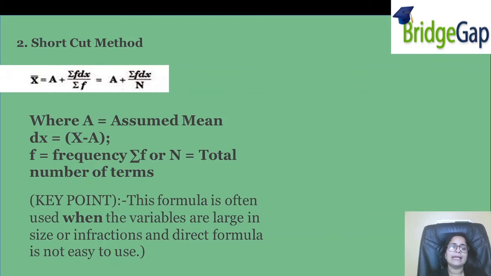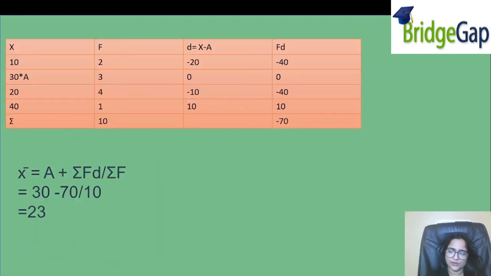Alright. Now, looking at the shortcut method or the assumed mean method, again we have to assume a mean over here, and there will be one difference only, that is it will be sigma f dx. Again you know what dx is. The key point here is this formula is often used when the variables are large in size or in fractions, and the direct formula is not easy to use. So when the variables are very large, we'll be using this.